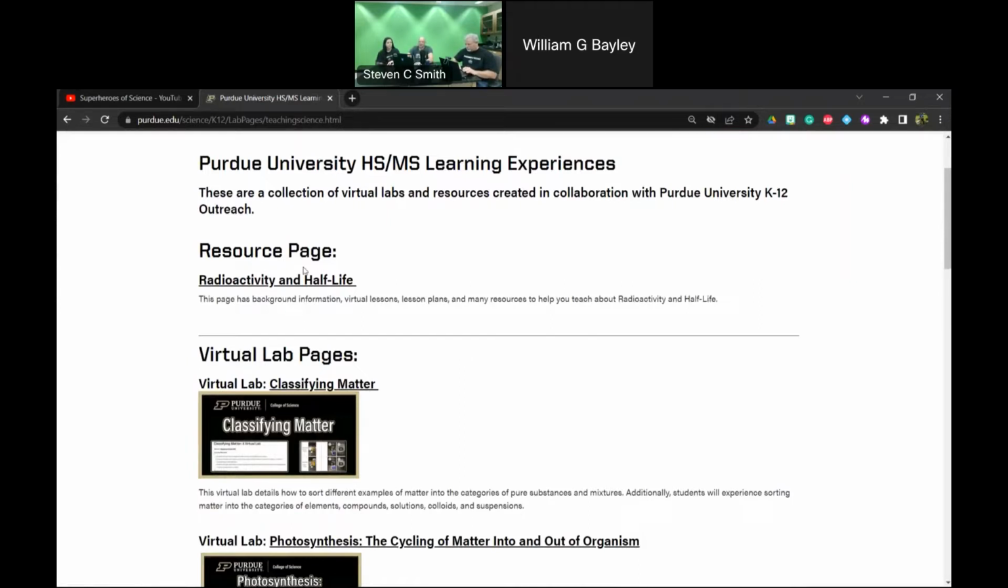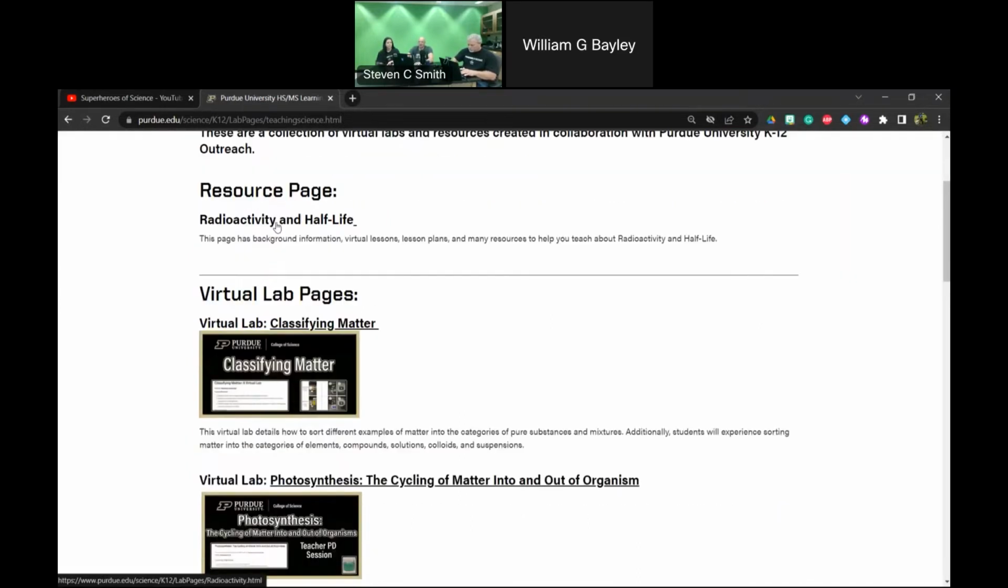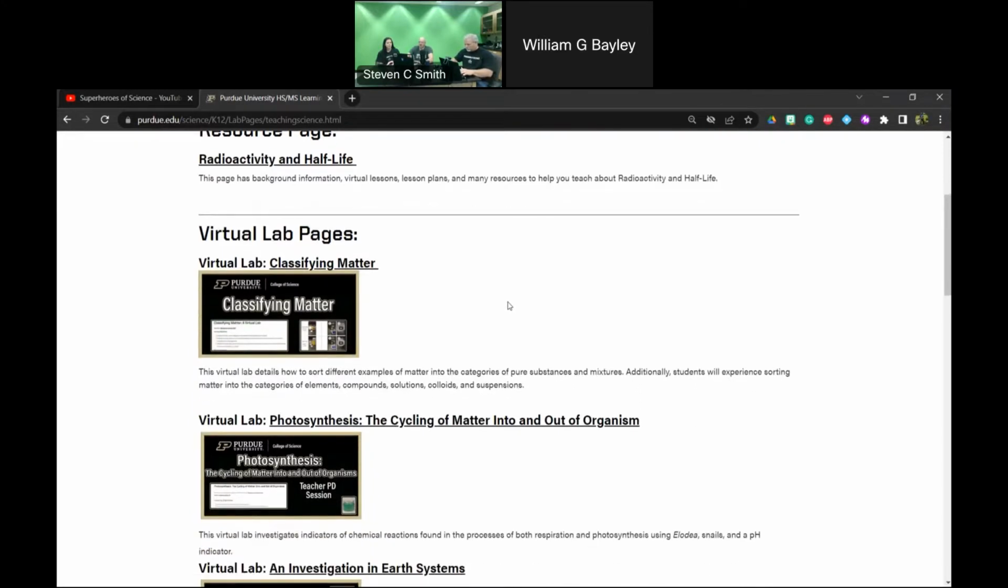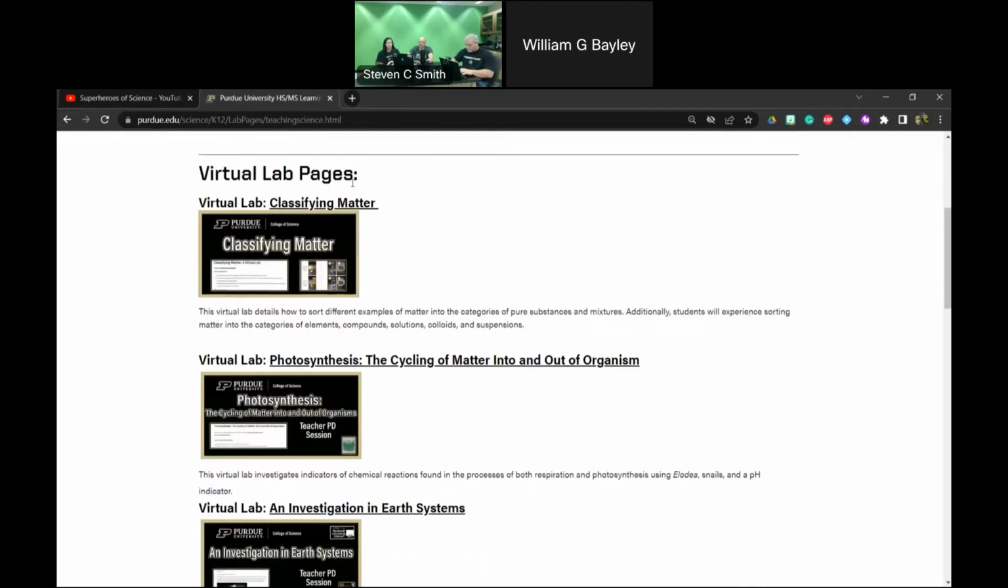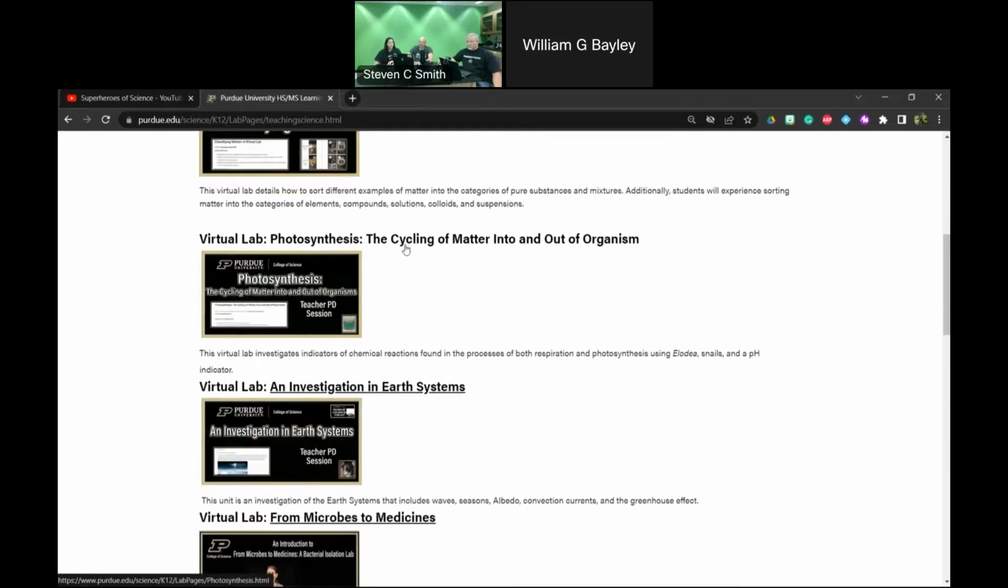And this first one is just a resource page. If you're doing anything with radioactivity and half-life, there are lessons, videos, interviews, all kinds of background information on there. The second one, under virtual labs, now let's jump down to that. Classifying matter, that was yesterday's first one. That's what Sarah taught in the very first one. And then Sarah's afternoon yesterday was the photosynthesis we talked about.